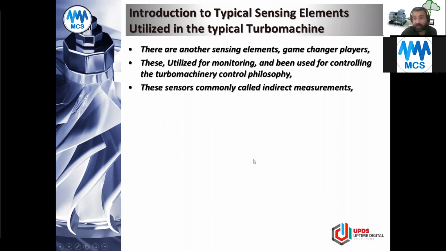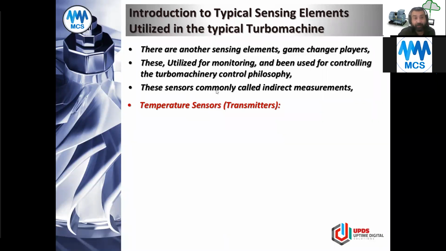These sensors are commonly called indirect measurements, and we will explain how we can control with them and what indirect measurements mean. The first one is temperature sensors. A lot of people have witnessed and experienced their turbomachinery being tripped due to a temperature sensor alarm. The relay, which we will discuss later on, will trip your machine. If I am saying tripping the machine, it means that you are interfering in the control.